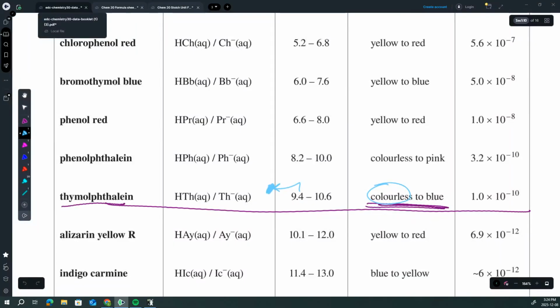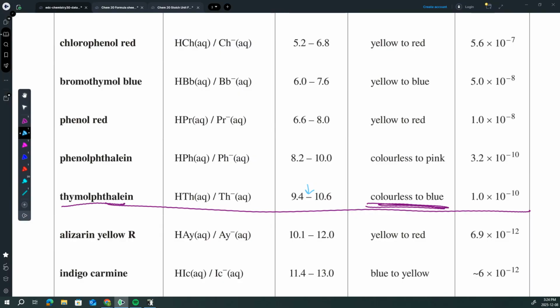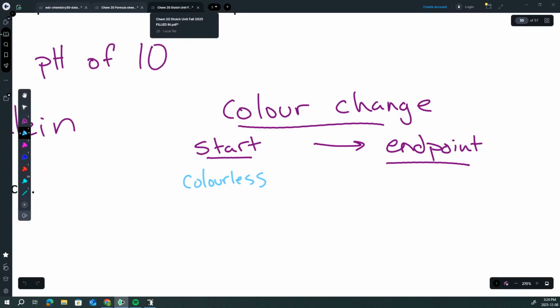Okay. And then at the endpoint, remember, since our endpoint is at a pH of 10, it's in between 9.4 and 10.6. So it's going to be the in-between color between colorless and blue, which would just mean light blue, or a very faint blue color.